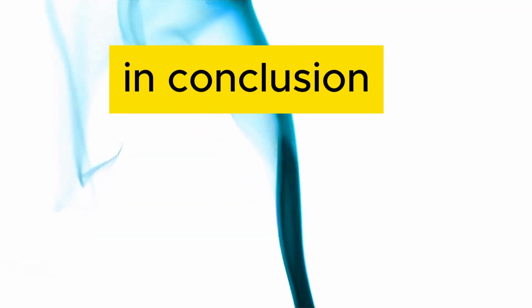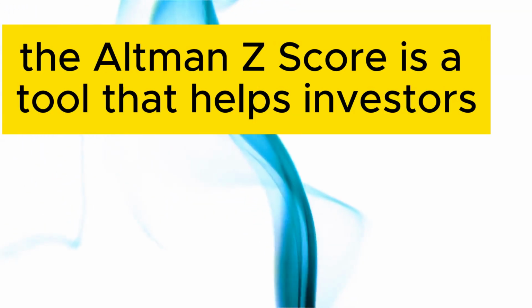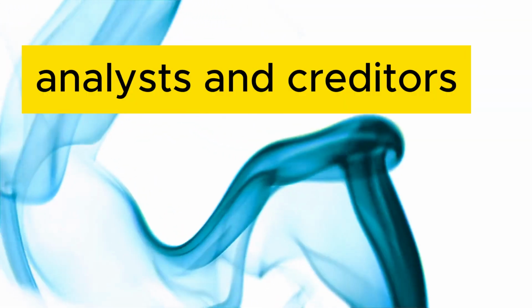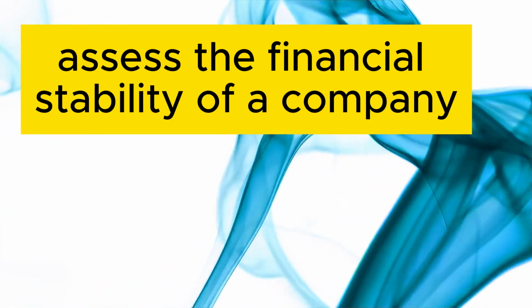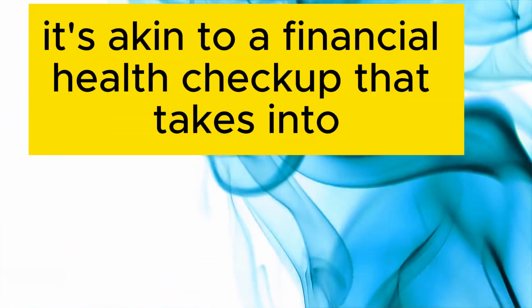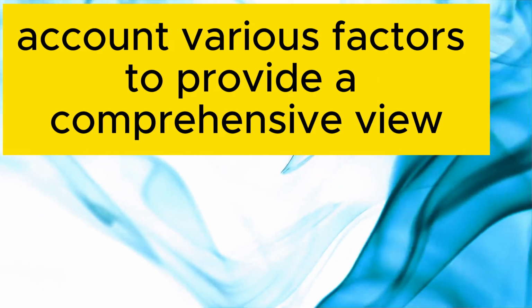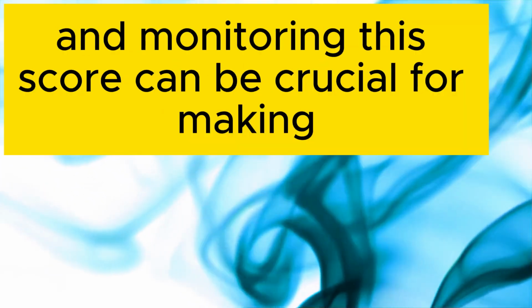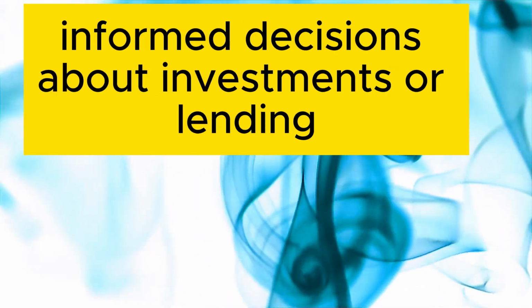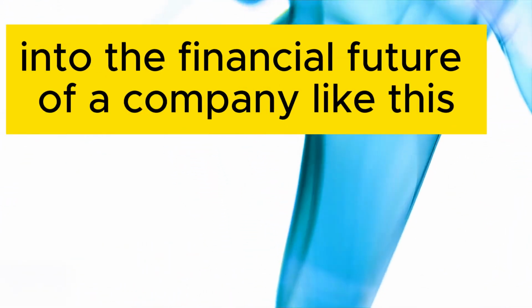In conclusion, the Altman Z-score is a tool that helps investors, analysts, and creditors assess the financial stability of a company. It's akin to a financial health checkup that takes into account various factors to provide a comprehensive view. Understanding and monitoring this score can be crucial for making informed decisions about investments or lending. It's a reliable way to peek into the financial future of a company.